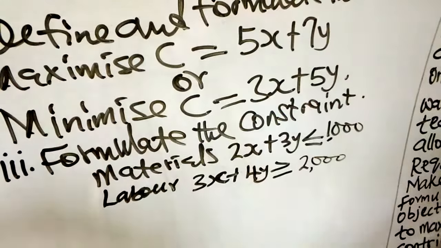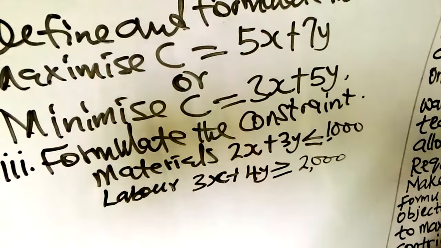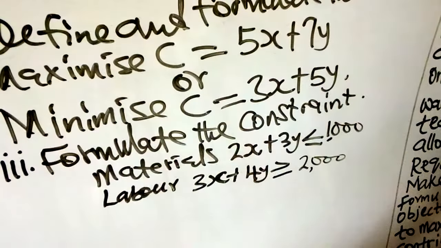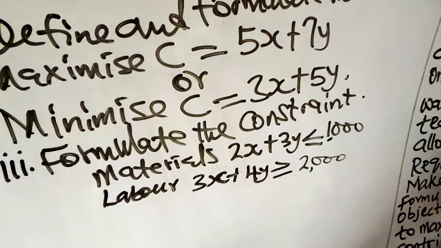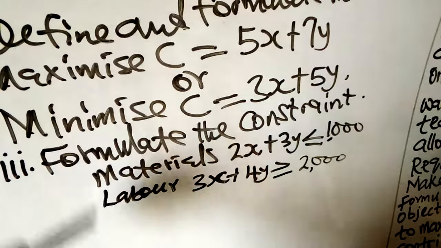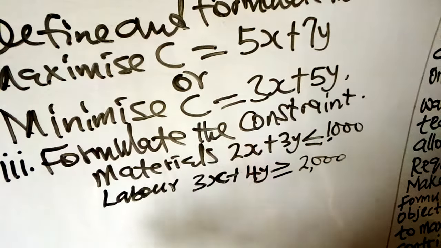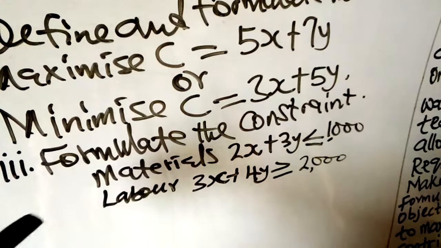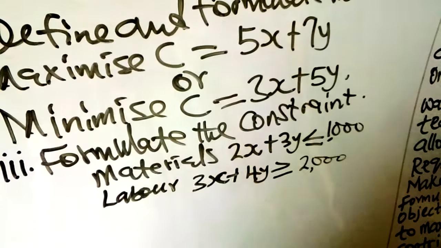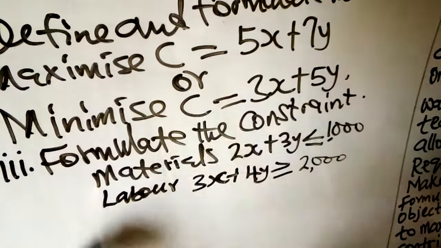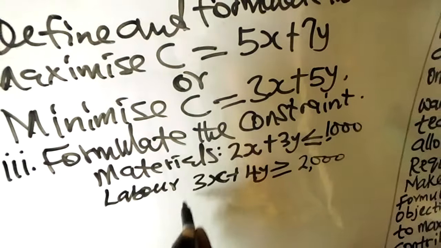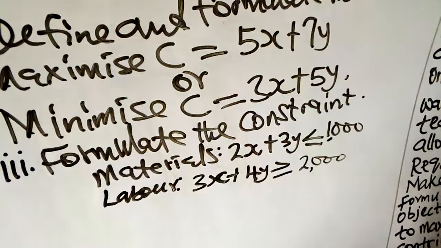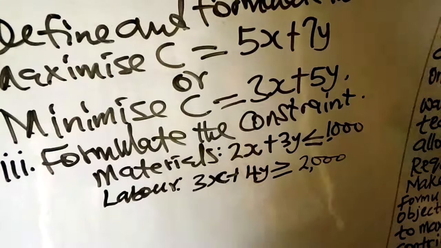You formulate the constraints. I've told you that they are the limiting factors. Those factors that are limited in supply, those items that are not adequate, those factors that could hinder the level of production of the organization. So they are the constraint. So you identify the constraint and you formulate that constraint. So you may have materials, labor and others as the constraint in the given problem.